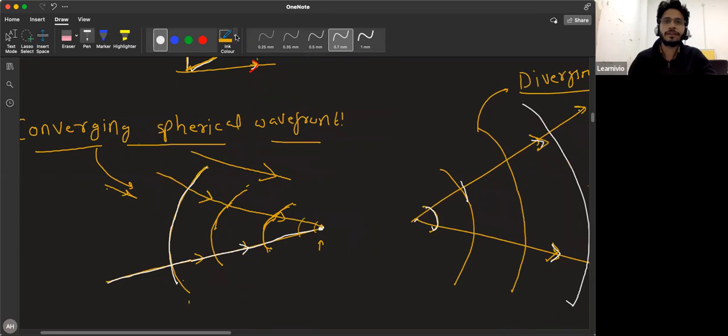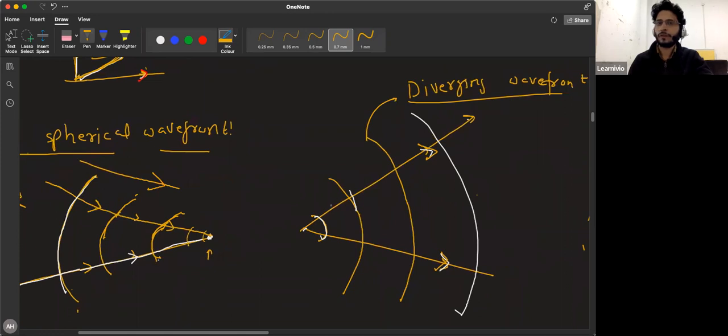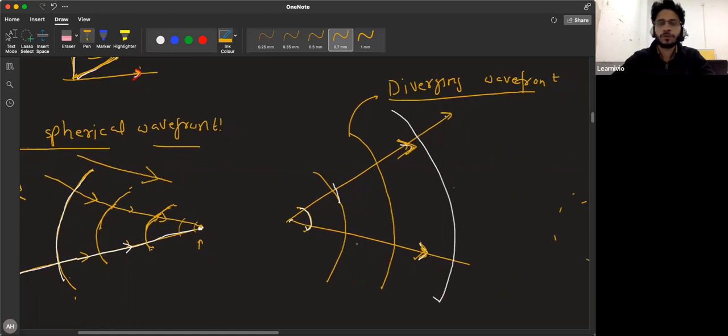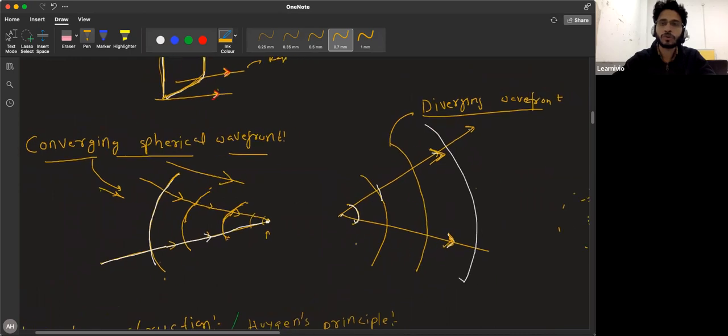You will see that these rays are perpendicular to the wavefront. So you have a converging wavefront and the corresponding rays are also converging. And this is your diverging wavefront, and if you draw the rays, they are also diverging. Draw these shapes also. You have to remember these shapes: spherical wavefront for a point source, cylindrical wavefront for a line source, plane wavefront for a distant source, then converging and diverging wavefronts.